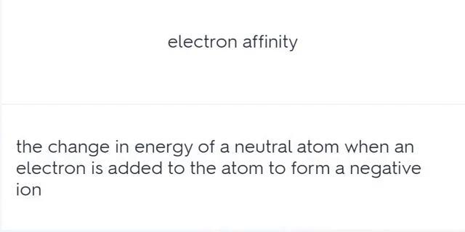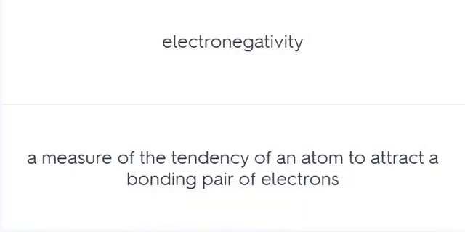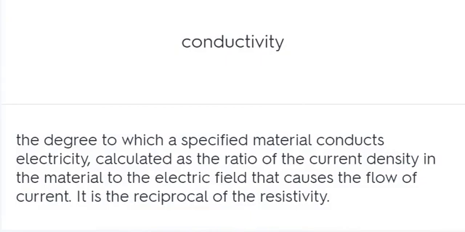Electron affinity: the change in energy of a neutral atom when an electron is added to the atom to form a negative ion. Electronegativity: a measure of the tendency of an atom to attract a bonding pair of electrons. Conductivity: the degree to which a specified material conducts electricity, calculated as a ratio of the current density in the material to the electric field that causes the flow of current. It is the reciprocal of the resistivity.